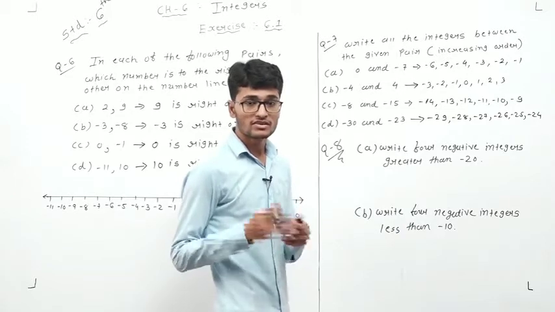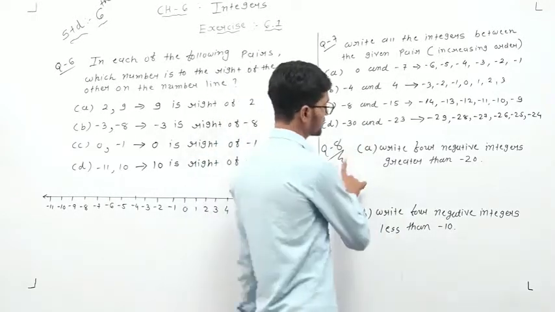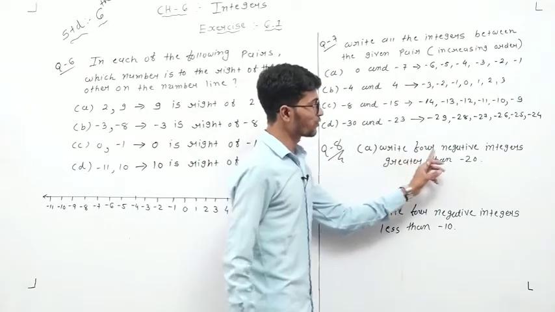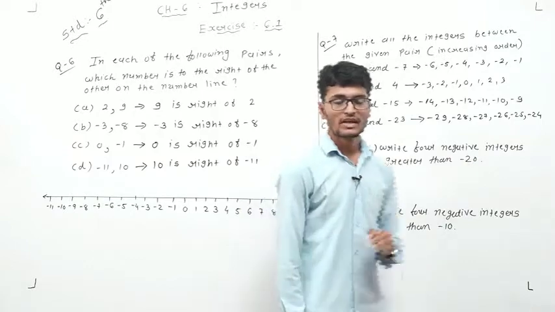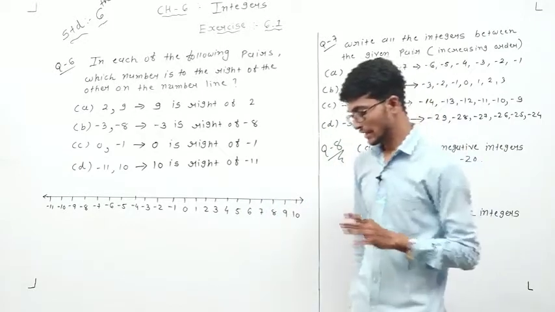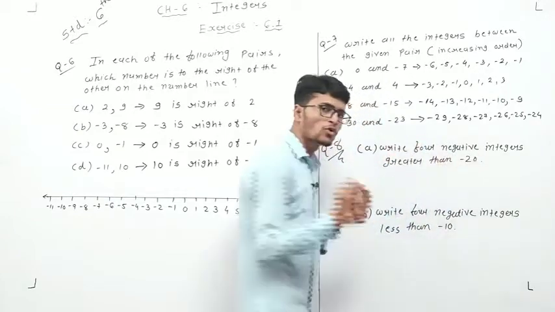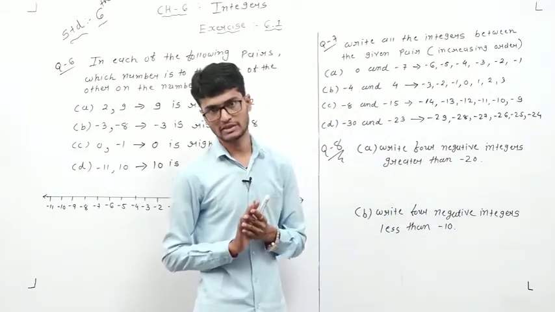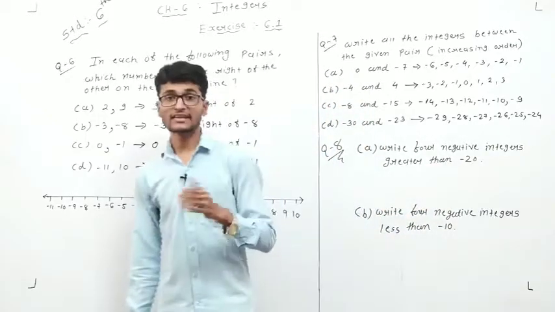Clear? Understand? Okay. Next, question number 8. In question number 8, first question: write 4 negative integers greater than minus 20. Write down 4 negative integers. Here it says negative, which means you write down only negative integers, no positive integers. But greater than minus 20.